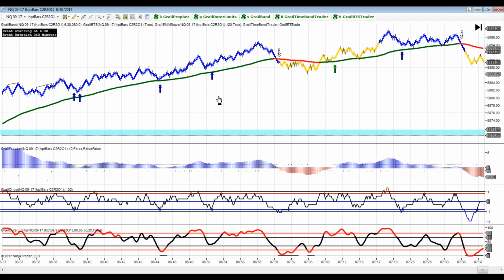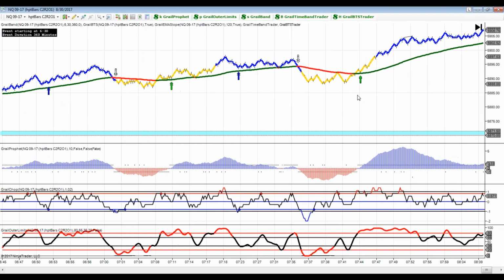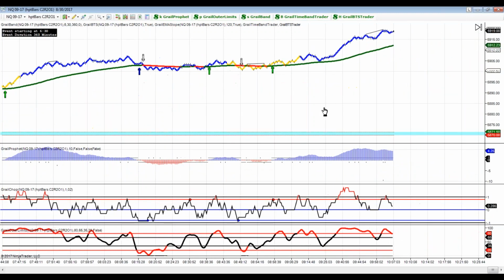On which one, Doug? Talking about the Grail BTS Trader or the Grail Band Trader? Grail Band Trader, you can trade all day if you want. I mean, if we were ever to come down here again, which I don't think we're going to today because we're still making new highs, it's still going to be good.